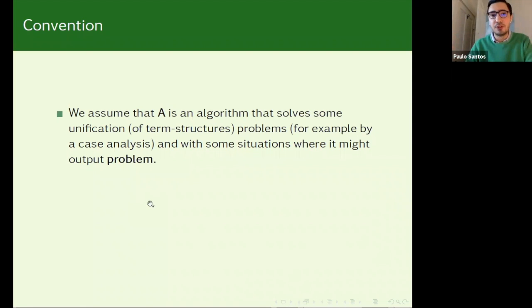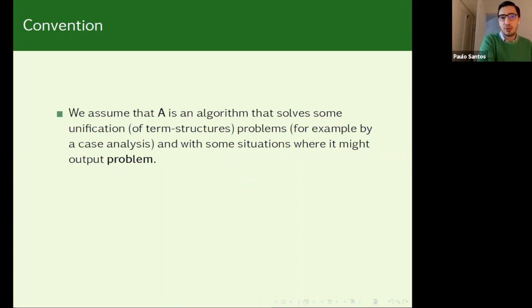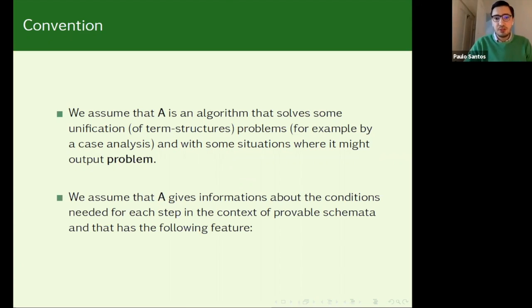So now I'm moving to the general approach. I'm going to assume that A is any algorithm that solves some unification problem of terms, of course, for instance, by a case analysis, and with some situations where it might output problem, and the output of problem simply means that it is not able to continue. For instance, the previous algorithm might output problem when it identifies the conditions of the proof. We assume that A also gives some important information. This is useful for the proofs of the theorems ahead.